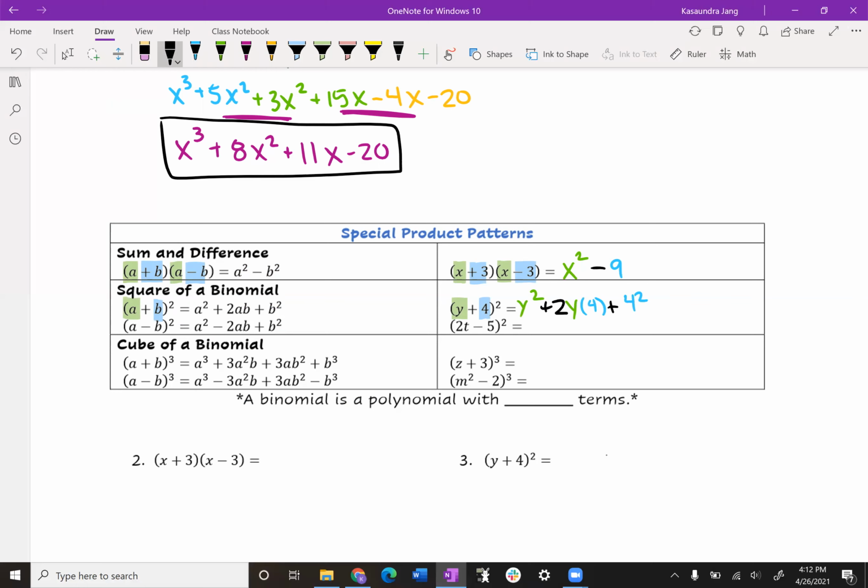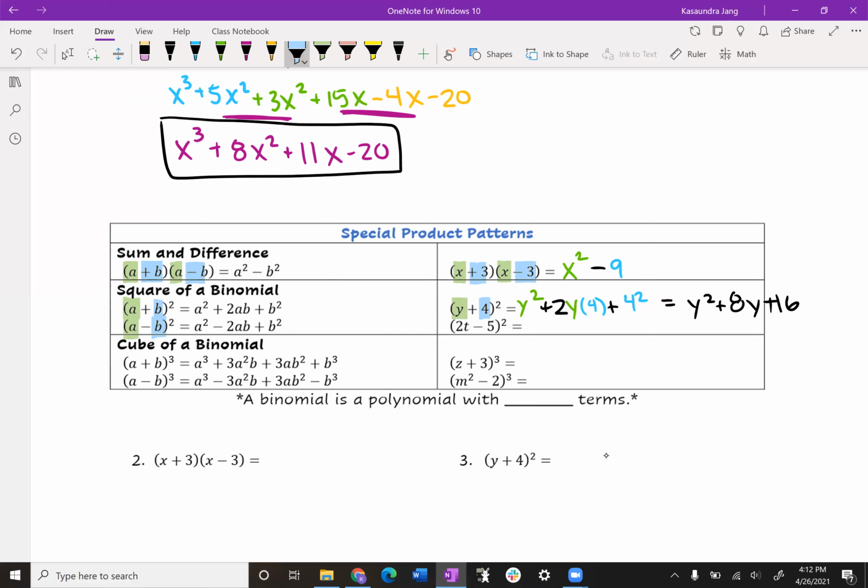So there is a little simplifying to do. I got my y squared. I've got 2 times 4. If I'm simplifying this down, 2 times 4 is 8, so I get 8y. And 4 squared, 4 times 4 is 16. So I've got this like 8y plus 16. So that would be totally simplified. All right, but the same rule applies to the next one as well. It's just got subtraction going between it.